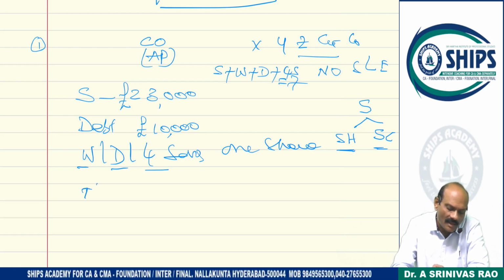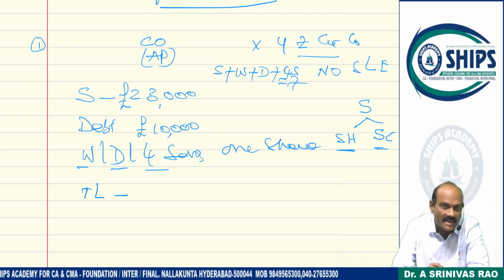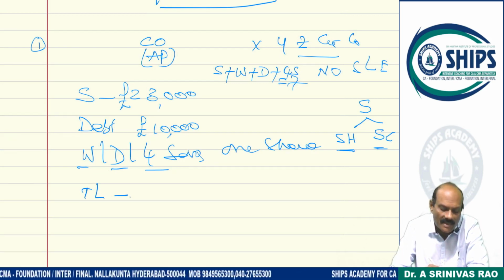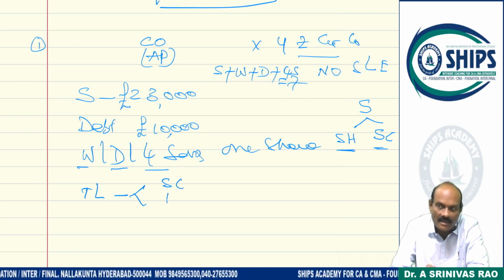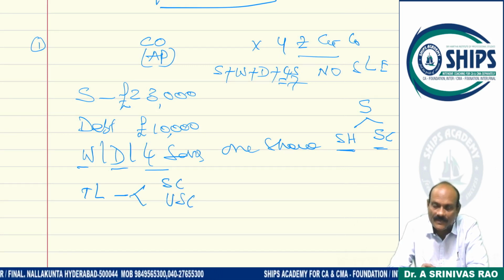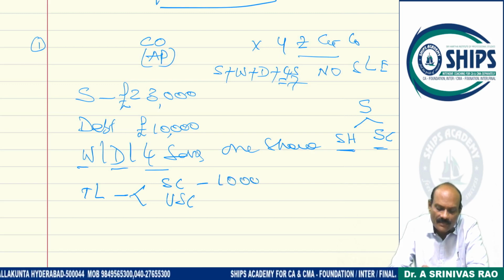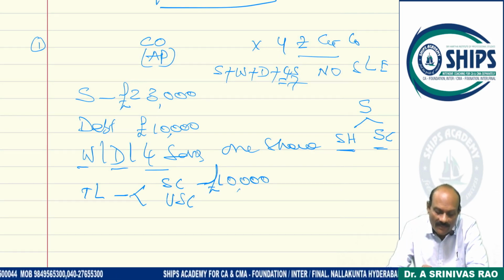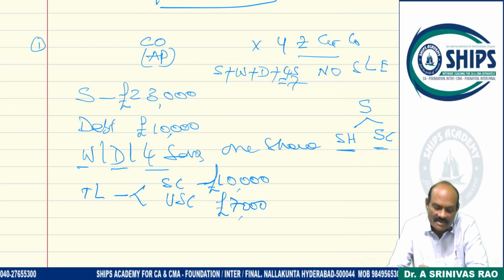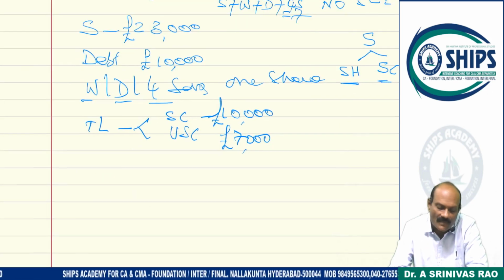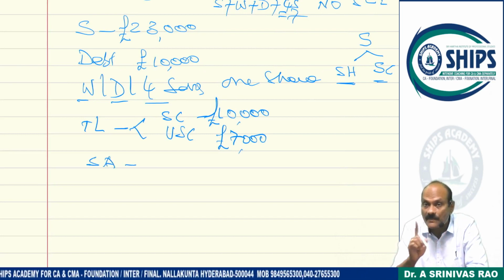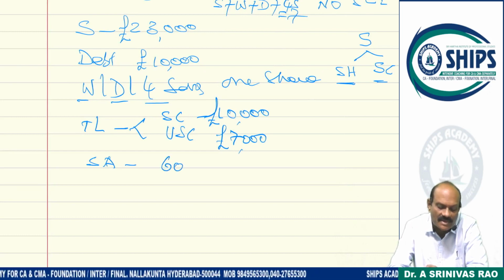The total liability. Total sales means cash sales plus credits. Total liability means secured creditor, unsecured creditor. The secured creditors 10,000 pounds, which is payable to Mr. Solomon. The remaining 7,000 pounds were unsecured creditor. This is secured, this is unsecured. What is the surplus of assets available in the company? The surplus of assets were 6,050 pounds.